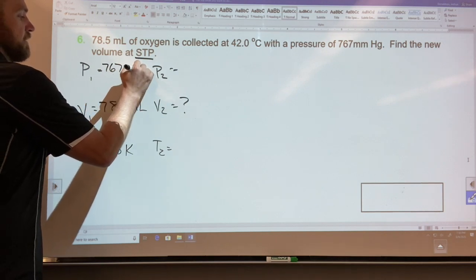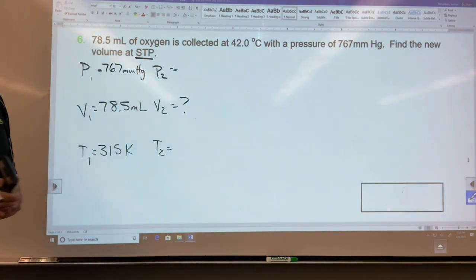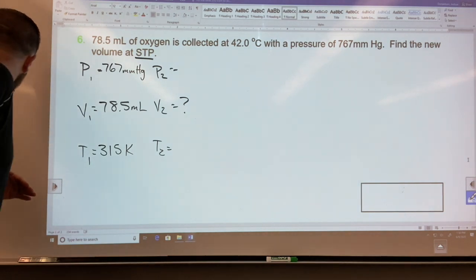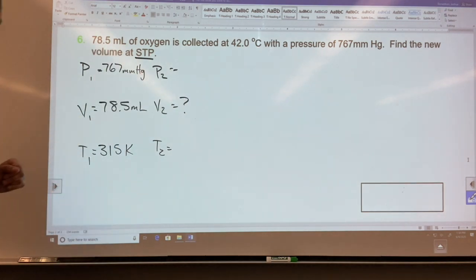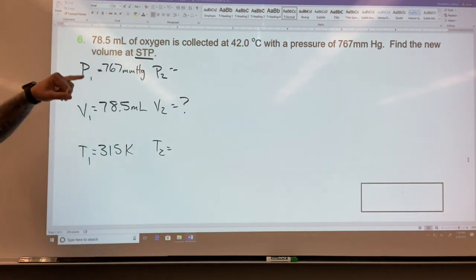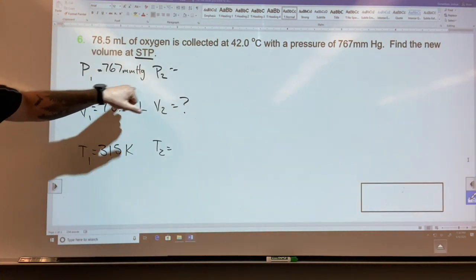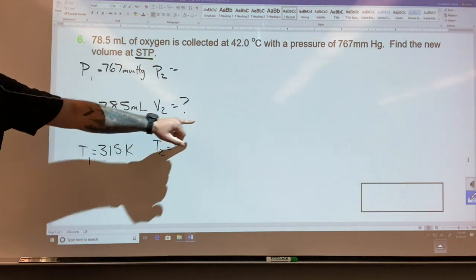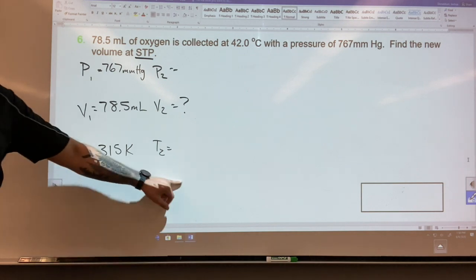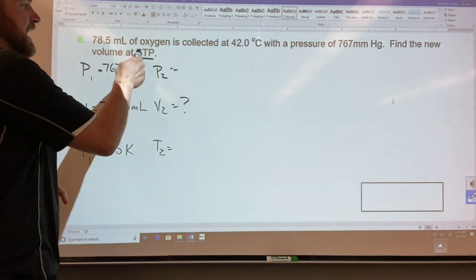767 millimeters of mercury. Now, again, just a reminder to you, all that we care about is that these units do not change from the left to the right, that they're the same on this side as they are on that side. Okay, so we have millimeters of mercury here, we need millimeters of mercury here. We have milliliters here, we need milliliters here, we have Kelvin here, we need Kelvin there. Here we have this STP.